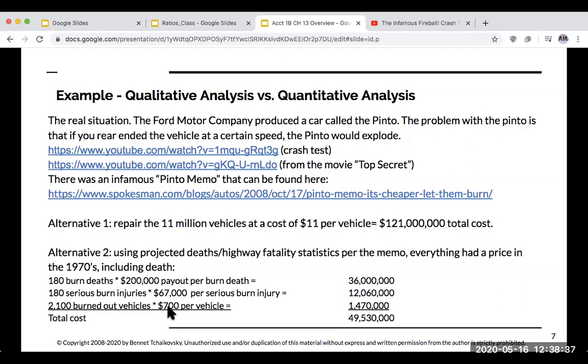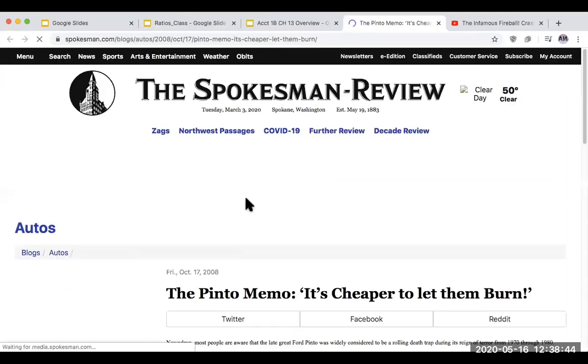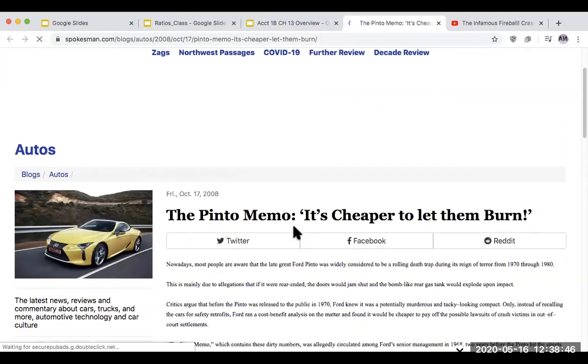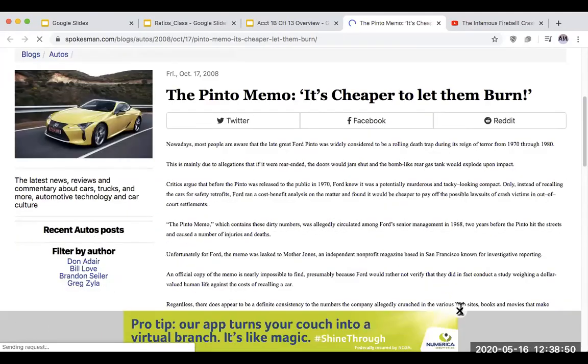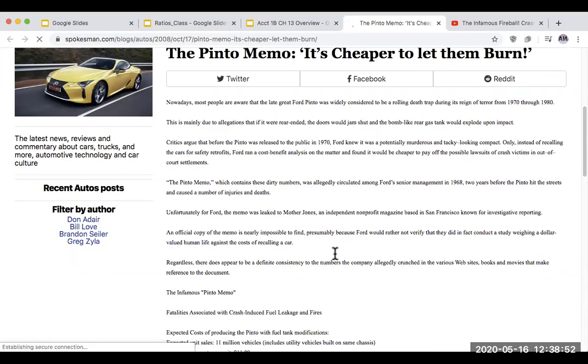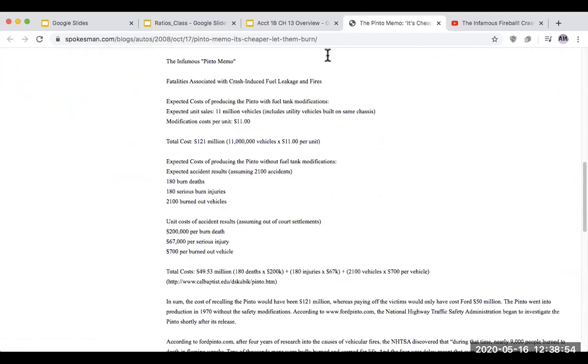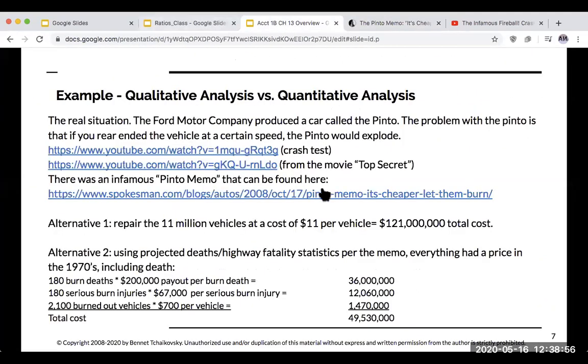So this is the way the Ford Motor Company thought. They just thought in terms of numbers, and this is the Pinto memo. It's cheaper to let them burn. And so this is the whole thing. They chose to say, "Burn, baby, burn." And so I'll share this link up here. It's a great little article or analysis up there.